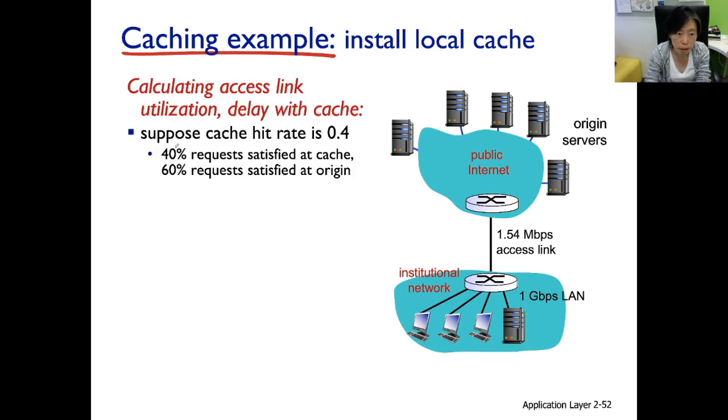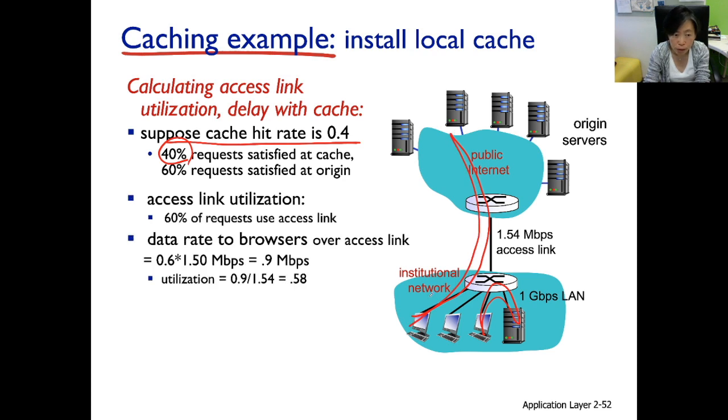Let's suppose the hit rate is 0.4. Then we see 40% of the requests will just stay here. Only 60% goes out and back. Great. So we know then the access link utilization is 60% of the access link. 60% of scenario 1.